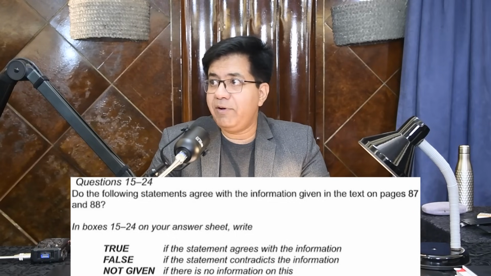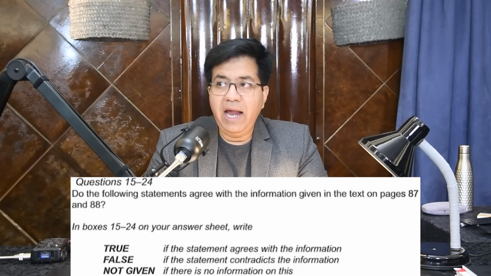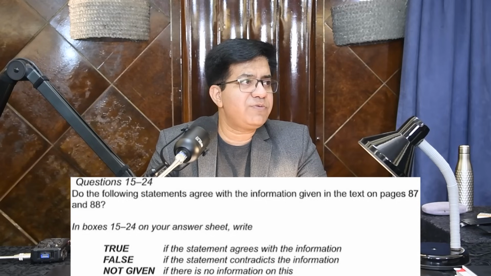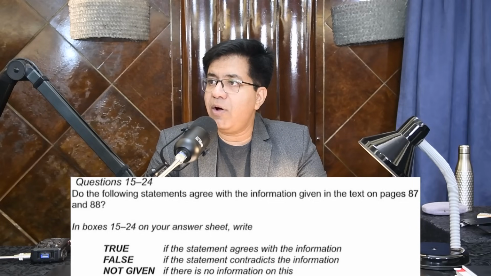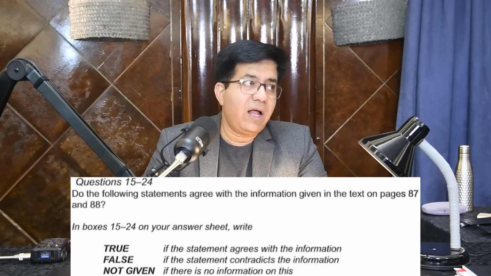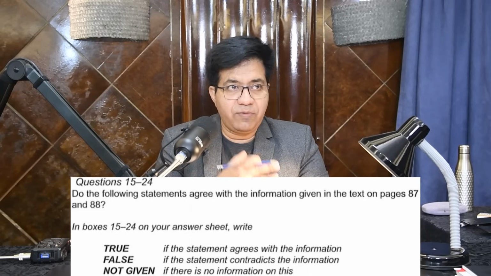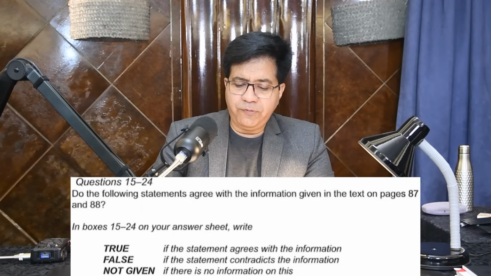So I told you there will be 10 to 15 questions of true, false, not given out of 40. And then there can be 10 to 15 questions which are completion. Notes completion, summary completion, and all that. And these questions are good because questions and answers are in order. So once you find one answer, you read on, you will find the next answer. So, true, false, not given.